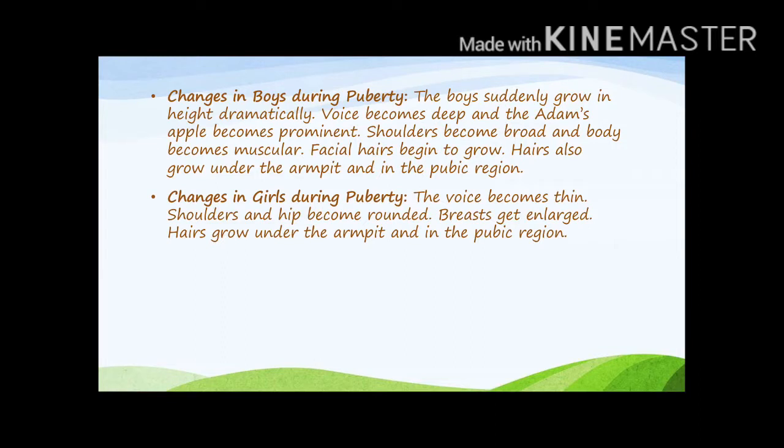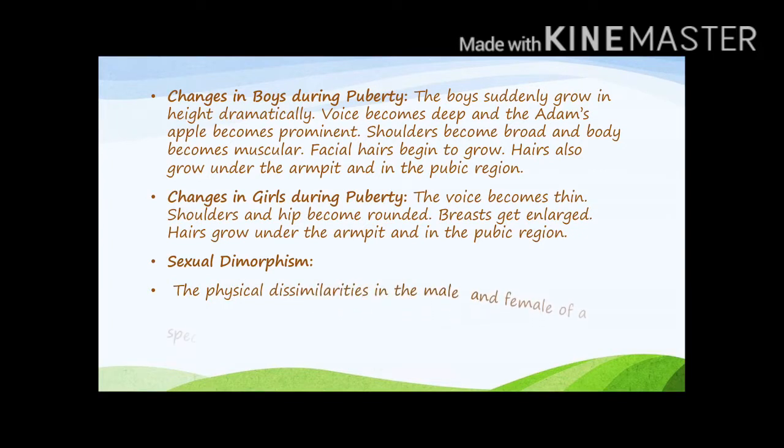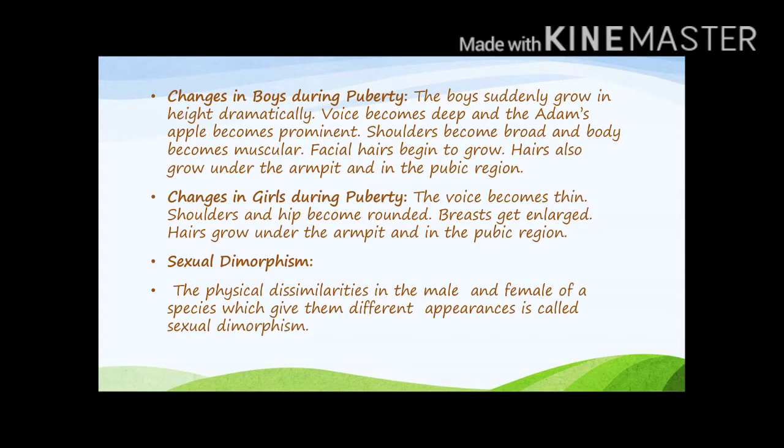What are the changes that happen in girls? Let's discuss. The voice becomes thin. Shoulders and hips become rounded. Breasts get enlarged. Hair grows under the armpit and in the pubic region also. So these were some of the changes most often seen in boys and girls when they enter the puberty stage.